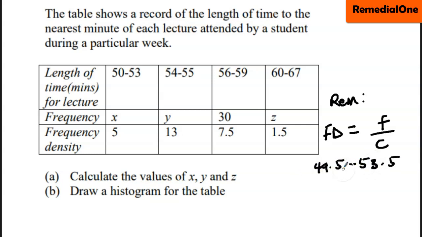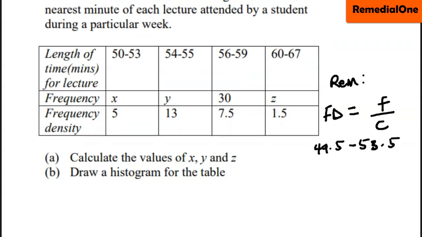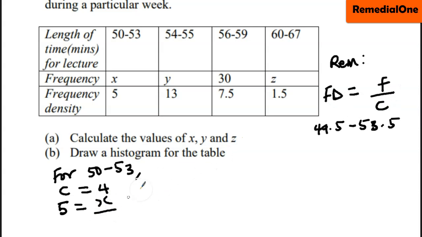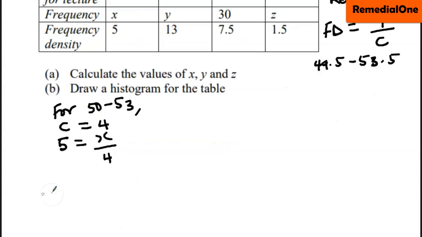So when you find the difference between the lower class boundary and the upper class boundary, the class size is going to be 4. So for 50 to 53, the class size is 4. So we just substitute them in our formula. Frequency density: 5 is equal to the frequency, which we don't know, x, over the class size, which is 4. So our x will be 5 times 4, giving us 20.